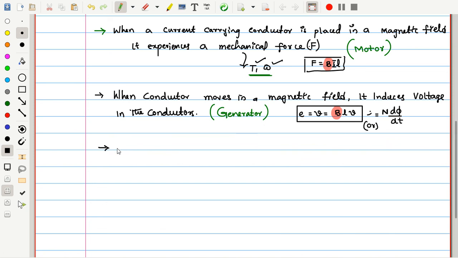So let me write that. The same principles apply to the operation of both AC and DC machines.